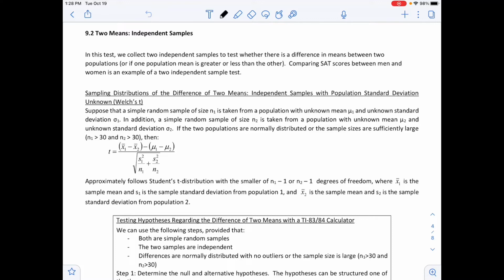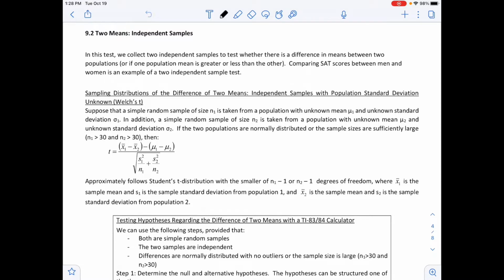We're in section 9.2, two means independent samples. In this test, we collect two independent samples to test whether there is a difference in means between two populations, or if one population mean is greater or less than the other. Comparing SAT scores between men and women is an example of a two independent sample test.